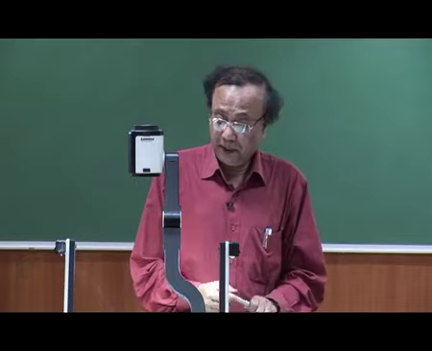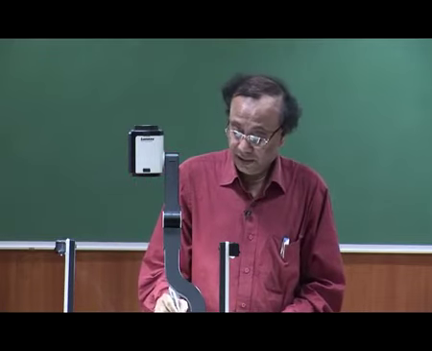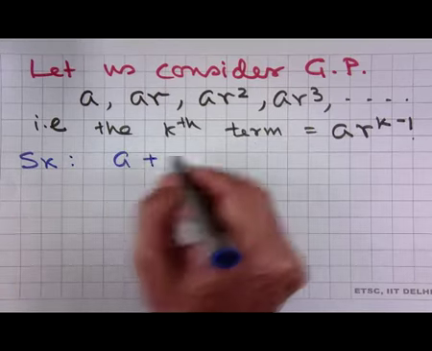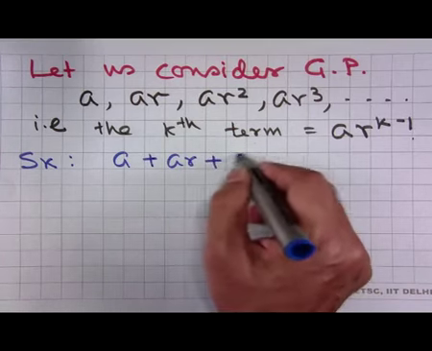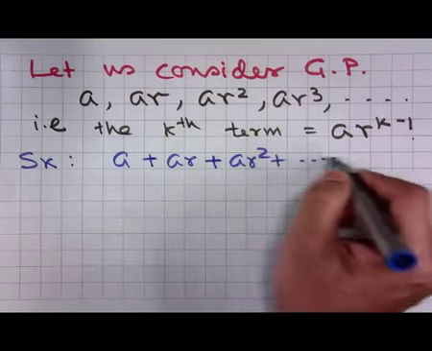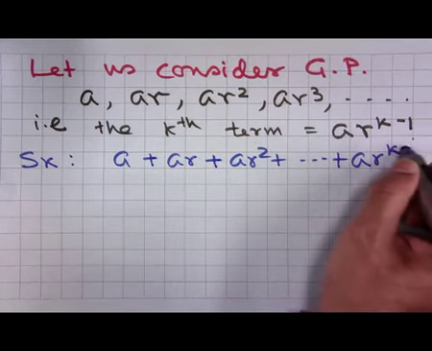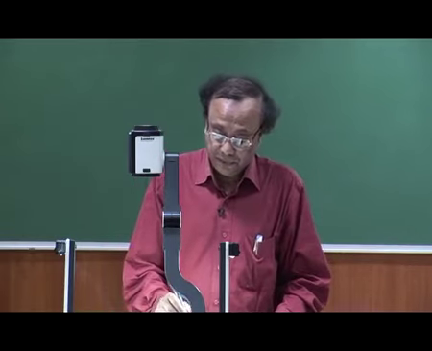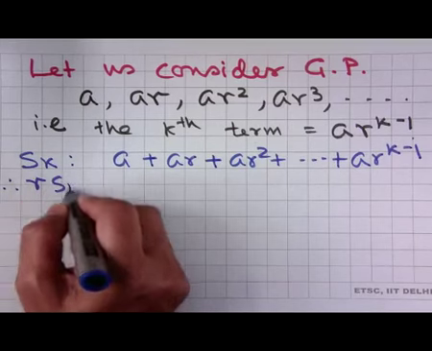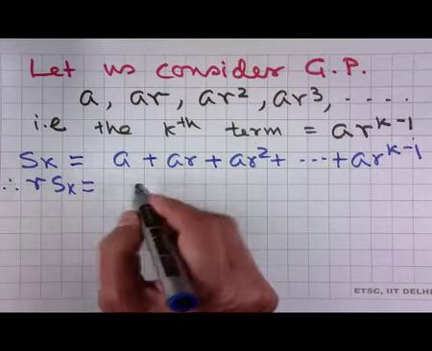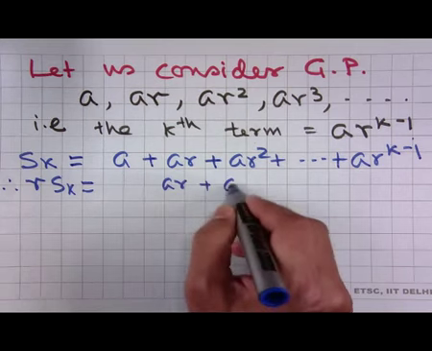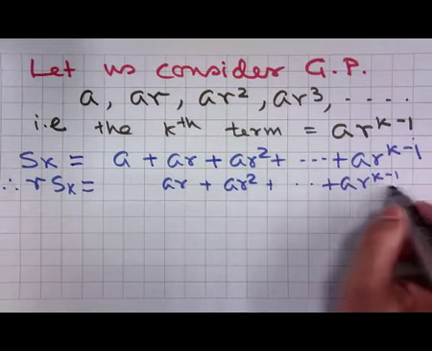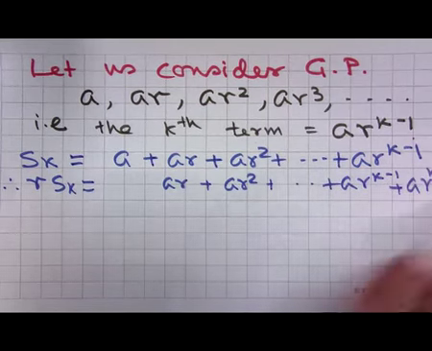We all know the partial sum, say s_k. So, what is s_k? s_k is equal to a plus a r plus a r square plus a r to the power k minus 1. Therefore, r times s_k is equal to a r plus a r square plus a r to the power k minus 1 plus a r to the power k.